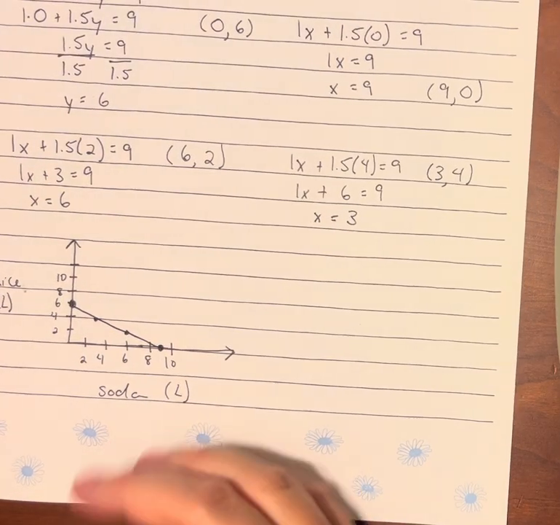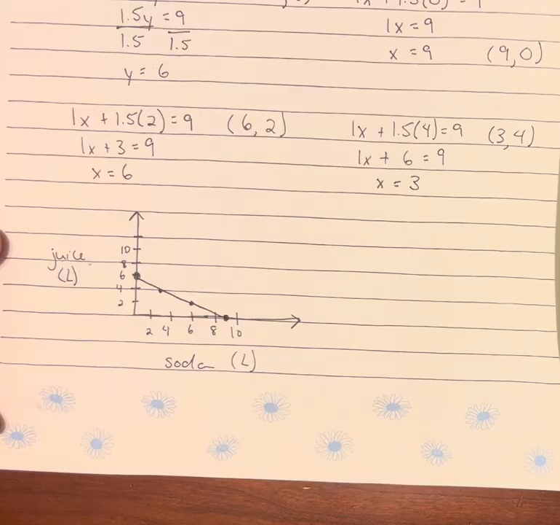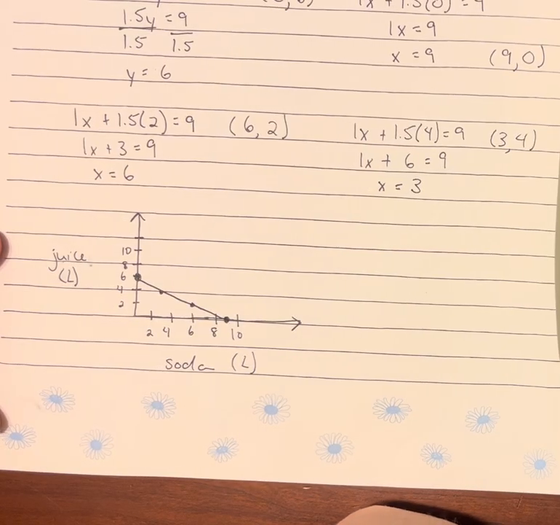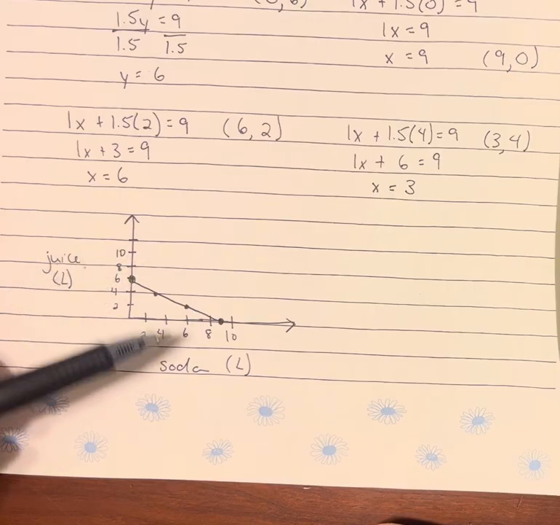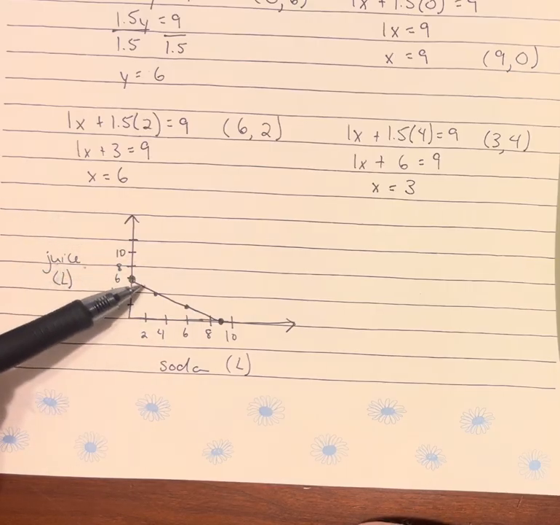So if you were able to buy liters of soda or liters of juice in partial amounts, then you would be able to create any of these different options for soda and juice in order to add up to $9 total.